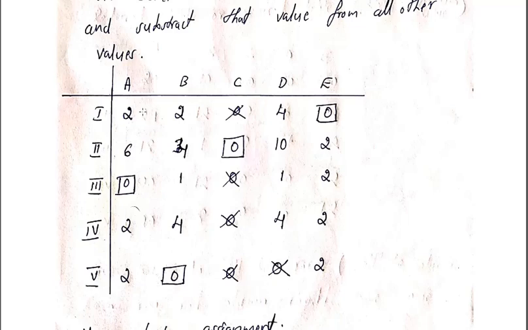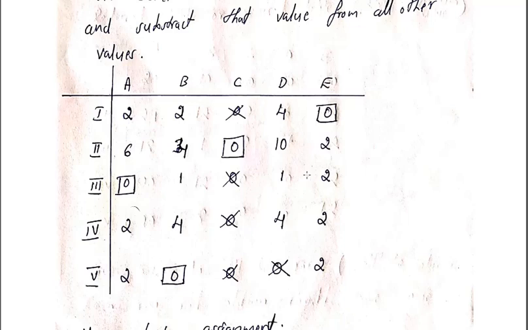Similarly, in the first column we have 0, in the second column we have 0, in the third column we have many zeros, and in the fourth column also we have 0, and fifth column also we have 0. So we have arrived at a condition where we have one 0 or more than that in each row and each column. So that is the final reduced table.